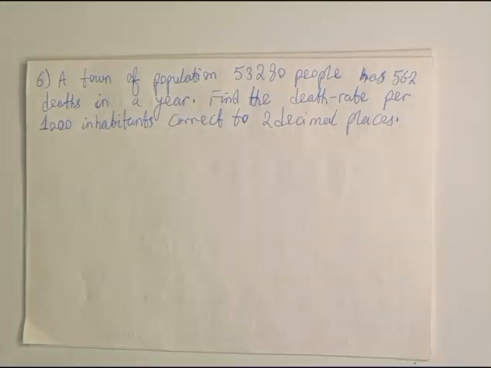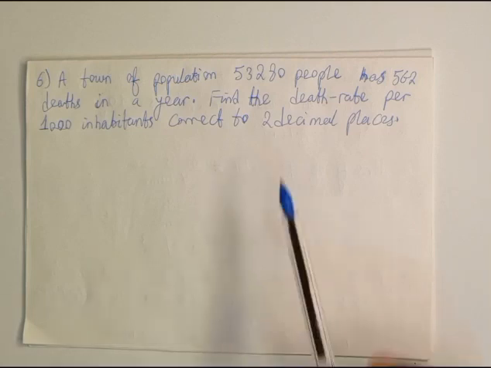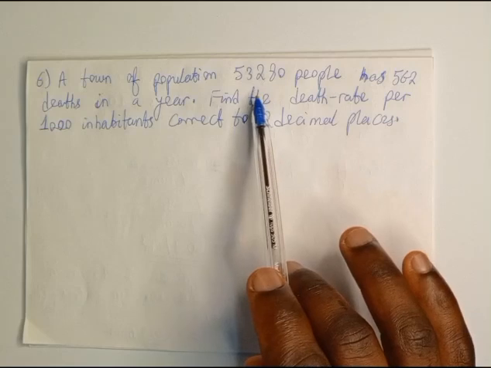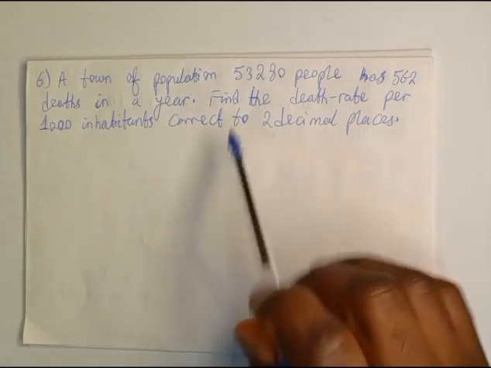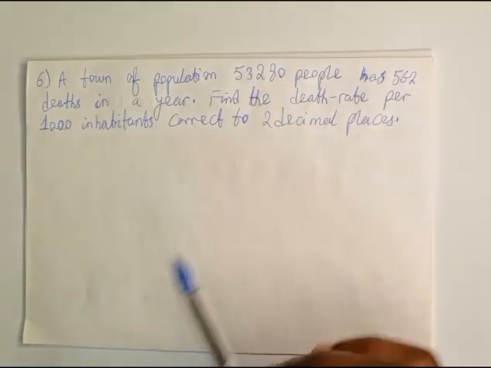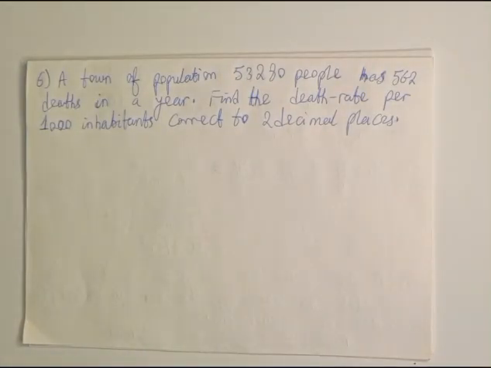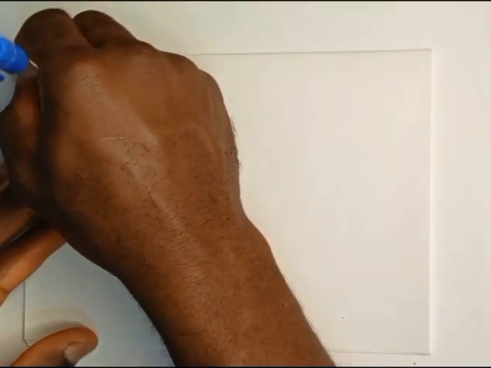For us to answer this question, we are going to start by making this assumption. And the assumption is in every 1,000 inhabitants we take out of the 53,280 people, the number of deaths are the same. That means if we are to split this 53,280 into a group of 1,000 people, the number of deaths will be the same.